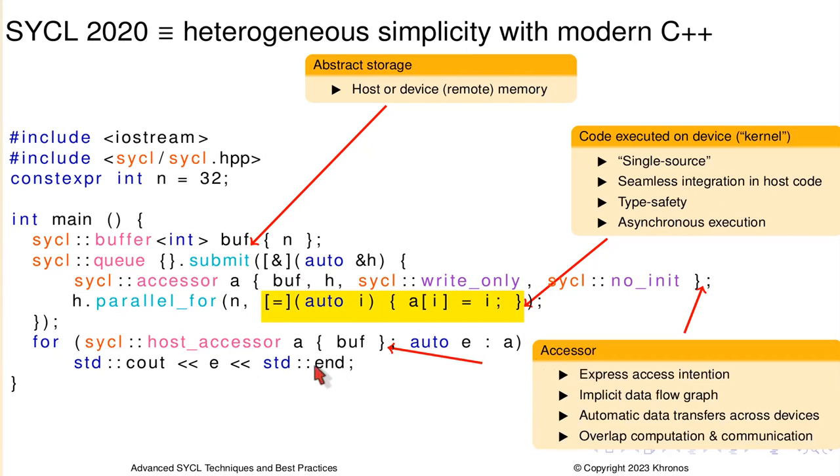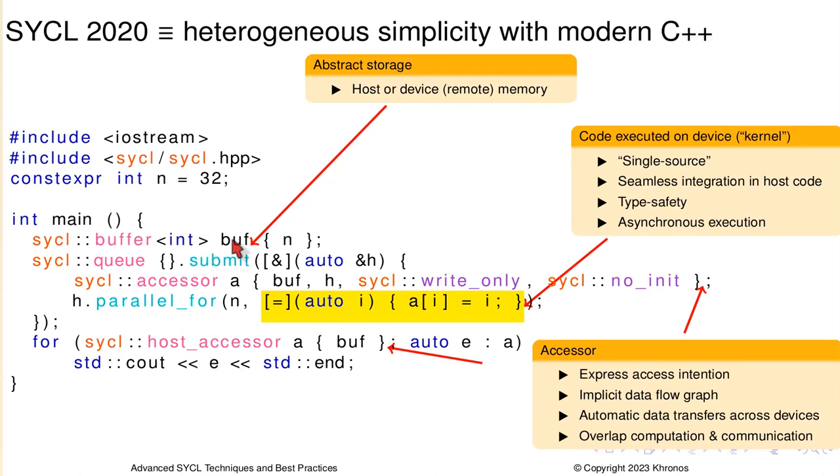This is specified through the concept of accessor, where you express the access intention you have on your data. From this information, you will have an implicit data flow graph. For example, A used here is actually an accessor on our buffer, which is the abstract storage. We specify that this access to buff will be write only, and we do not want to waste time initializing the memory because we know that we will write all the elements here. So this is launched asynchronously. In the future, for example here, we use our buffer through another accessor, which is the host accessor, to access the data on the host side. Then we can iterate on all the elements of A and print the value, for example.